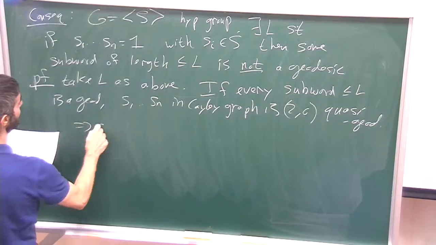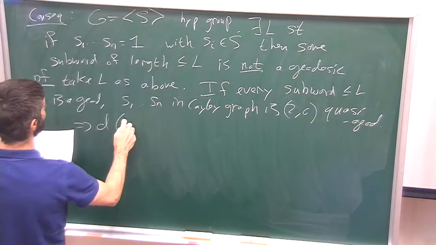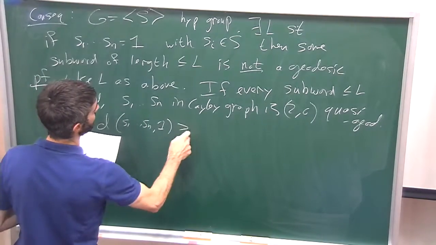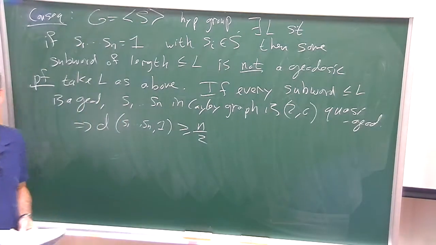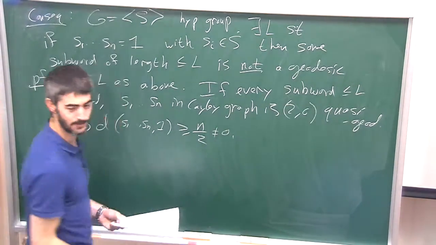So that implies the distance in my space from this product from the place I end up to 1 is at least n over 2. But it's supposed to be 0 because it's the identity. Okay, does that make sense?